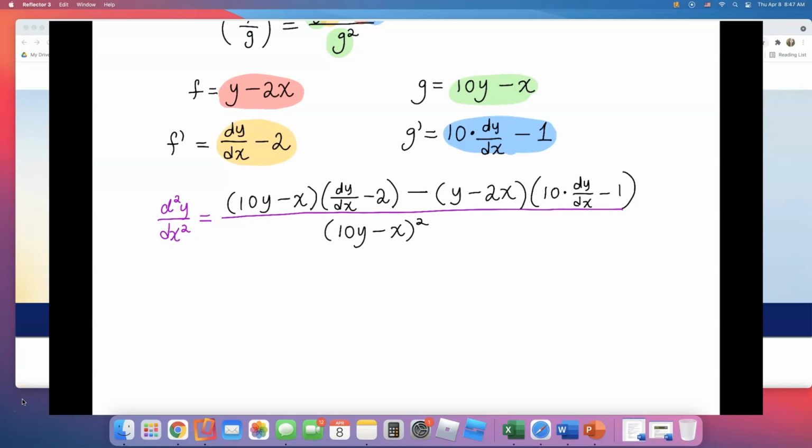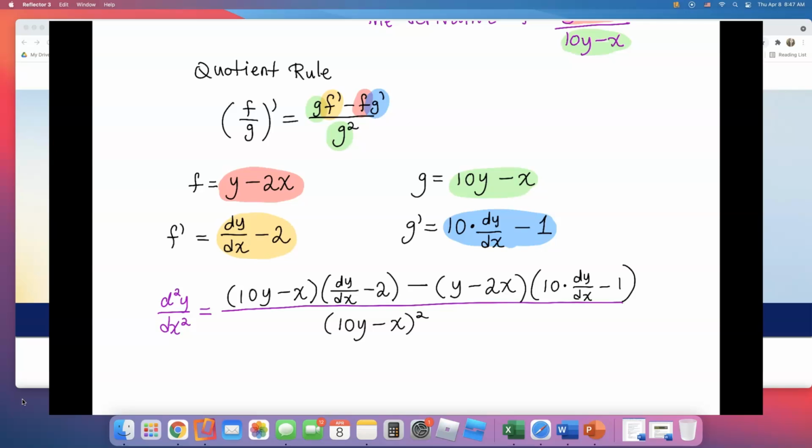Alright, came back to finish that second derivative problem. We did the quotient rule so far. I wish I color coded these, but you're probably okay with it, right? I did G times F prime, so I did those two, right? And then I did subtracting that by F times the derivative of the second.